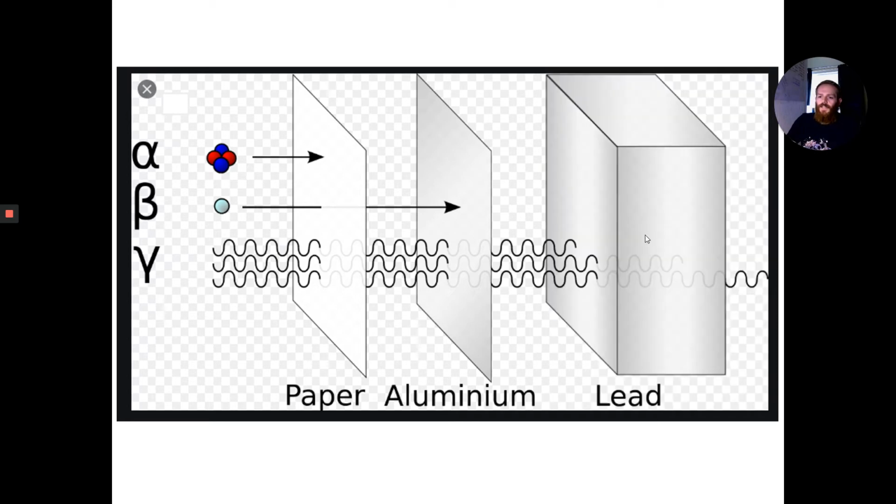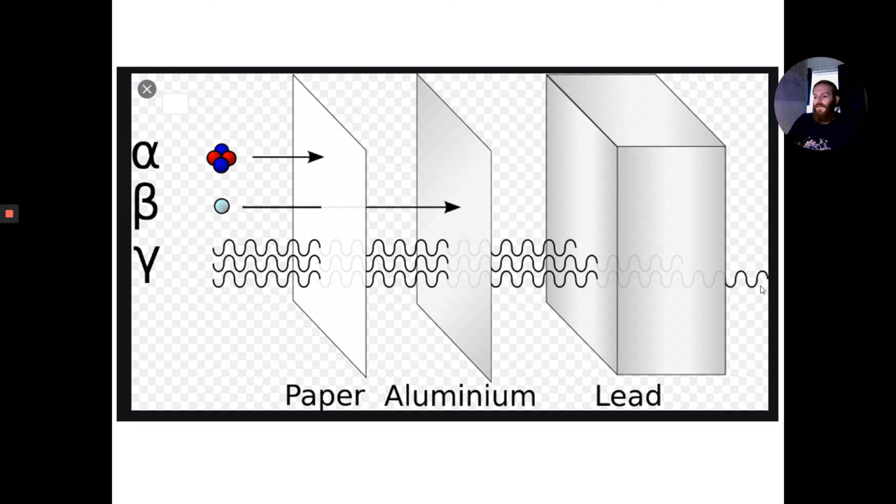Okay, let's have a look at the last obstacle then, so lead. I like this image because most images on the internet, if you look this up, show you lead stopping gamma radiation, and it's simply not true. It is so penetrative, it can still pass through lead, but lead does absorb a fair amount of gamma radiation. So you can see here, some of the gamma radiation has got to the lead and been absorbed by lead, but still a little bit of it's made it through.